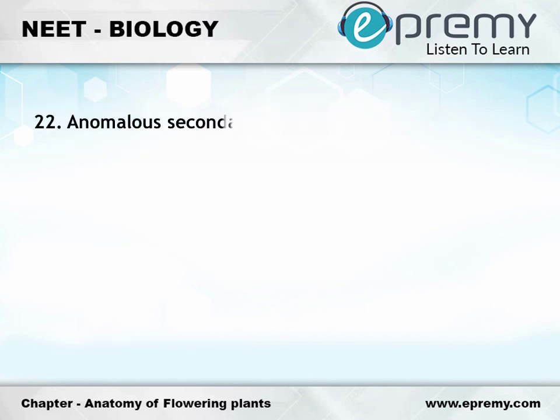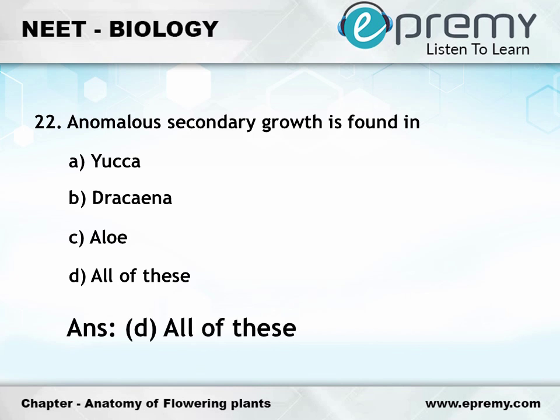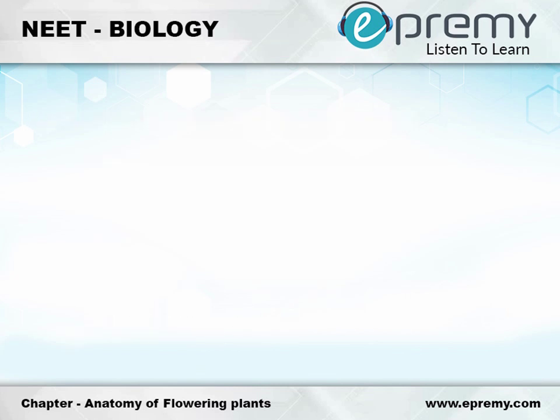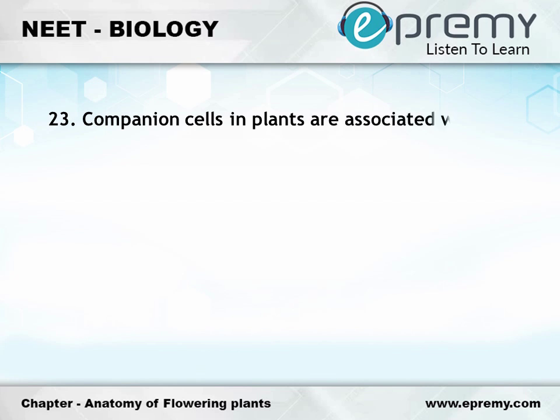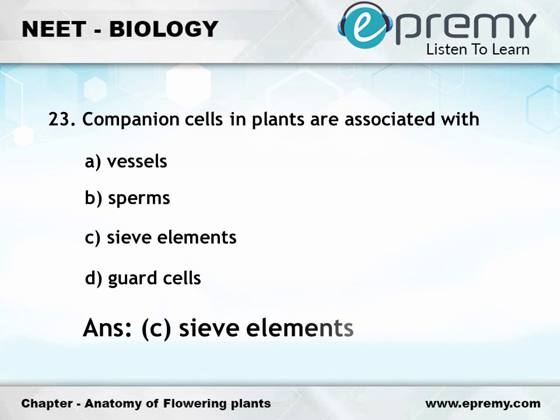Question number 22. Anomalous secondary growth is found in option A, yucca. Option B, Dracaena. Option C, Aloe. Option D, all of these. And the answer is option D, all of these. Question number 23. Companion cells in plants are associated with option A, vessels. Option B, sperms. Option C, sieve elements. Option D, guard cells. Answer is option C, sieve elements.